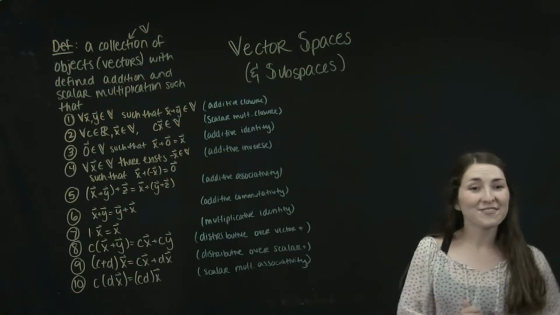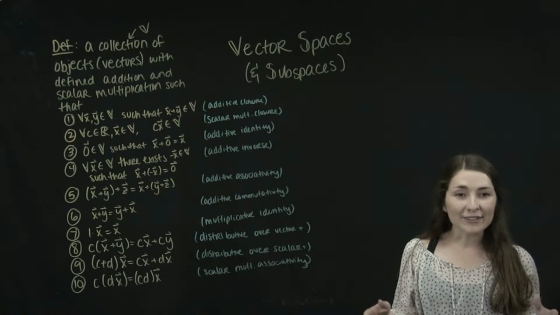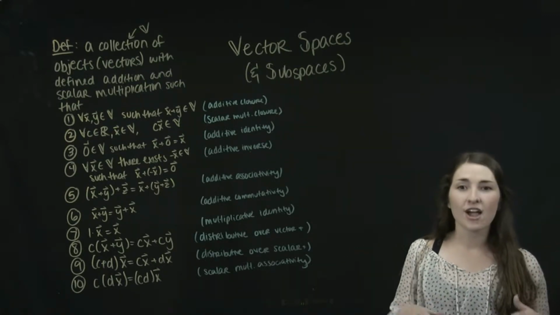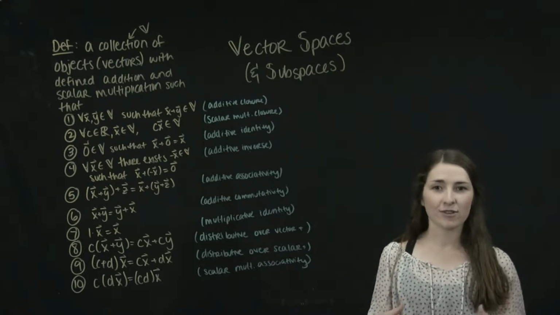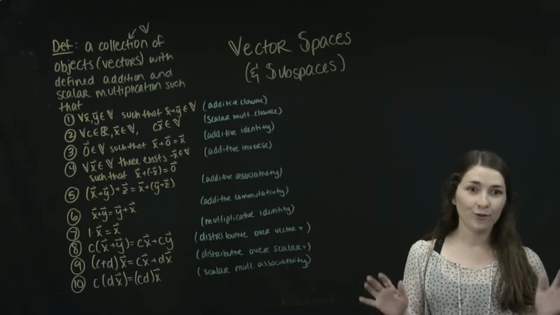Today we're going to be looking at a really cool concept in linear algebra called vector spaces. So vector spaces are defined as a collection of objects, or vectors, with defined addition and scalar multiplication such that these 10 properties hold. I know, a lot.